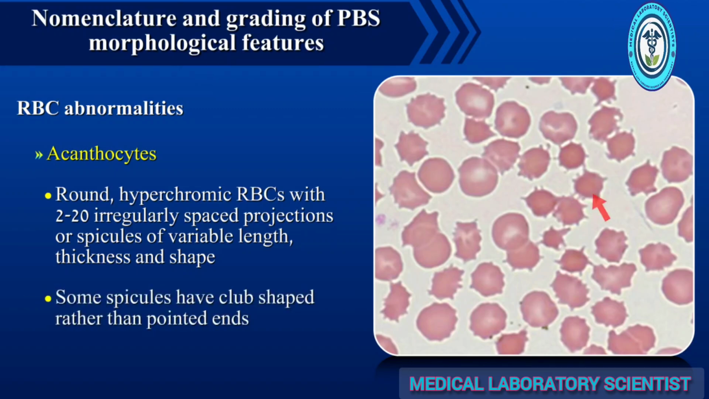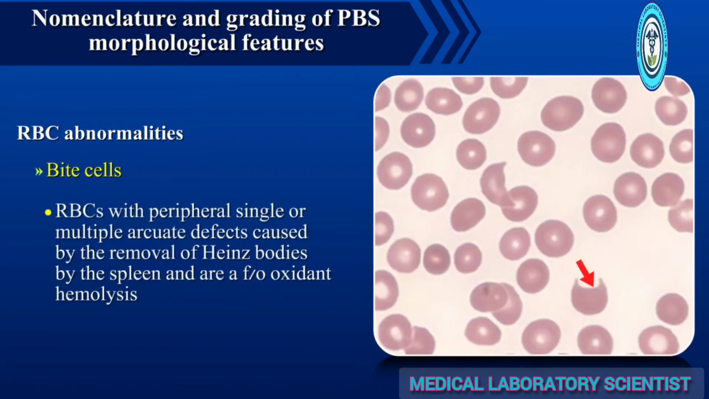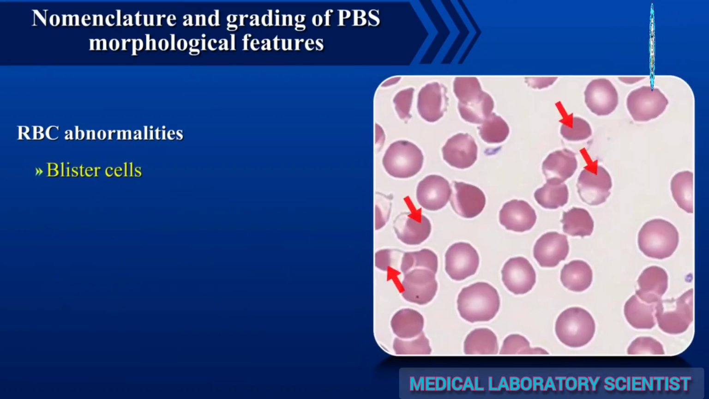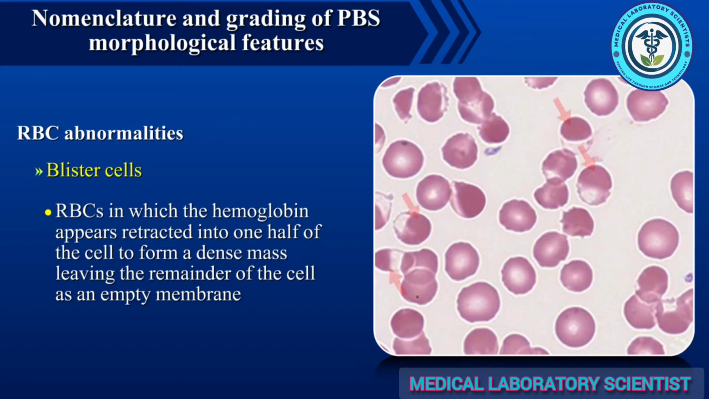Some spicules have club shape rather than pointed ends. Bite cells are red blood cells with peripheral single or multiple arcuate defects caused by removal of Heinz bodies by the spleen and are a feature of oxidant hemolysis. Blister cells are red blood cells in which the hemoglobin appears retracted to one half of the cell to form a dense mass, leaving the remainder of the cell as an empty membrane.